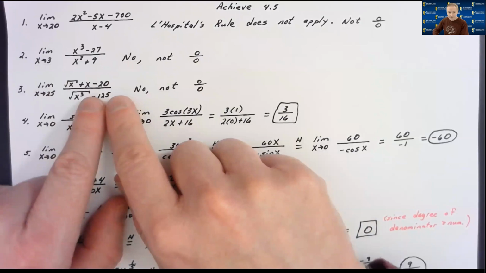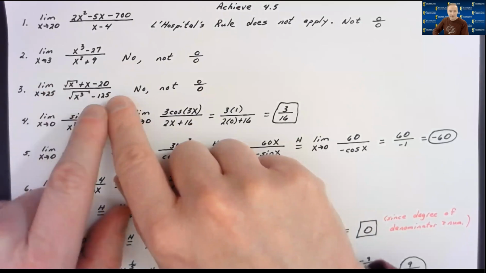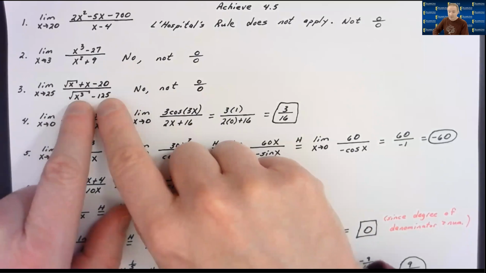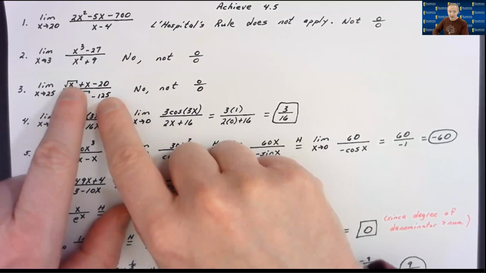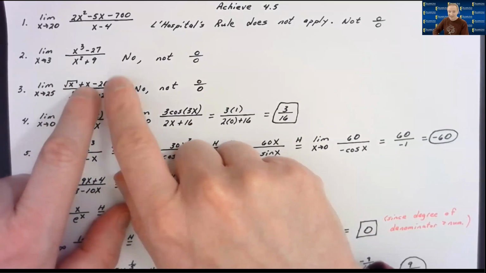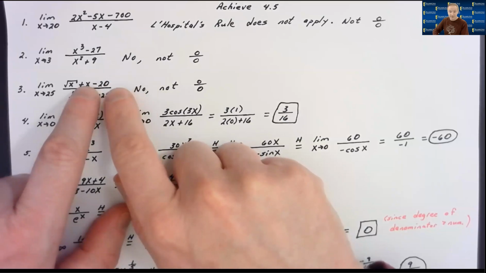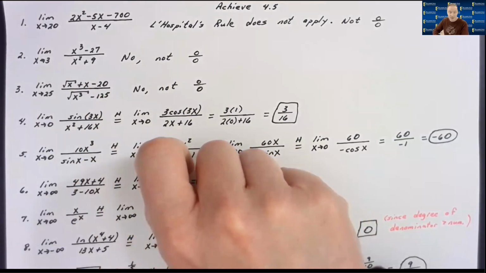For the third one here, this one's a little more tricky. I would have the square root of 25 is 5, and then 5 cubed is 125. So your denominator is 0. But now in the numerator, you would have the square root of 25, which is 5, plus 25. Well, 5 plus 25 would be 30. 30 minus 20 would be 10. This would be 10 over 0. That's undefined, not indeterminate. So yet again, since it's not 0 over 0, L'Hopital's rule does not apply.